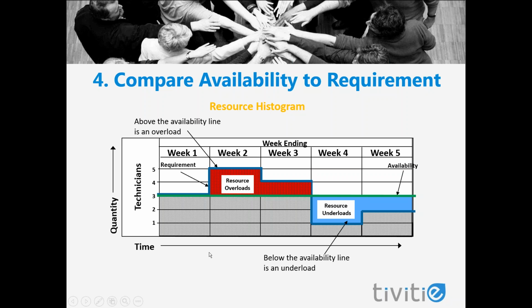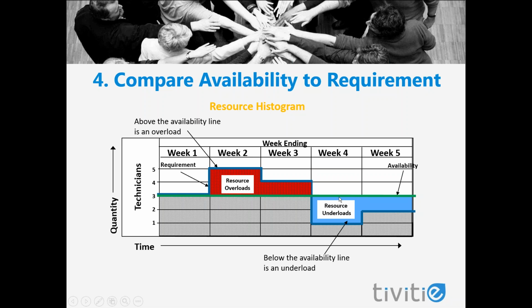So in this example, we are looking at the resource technicians. And what we're seeing here is we have been given 3 technicians for our project. So that is our availability line, this green line at 3. Based on how we set up our schedule model and assigned our resources, the requirements that we're showing over time are represented by this blue line. So they're going to vary based on when the tasks are scheduled to happen.